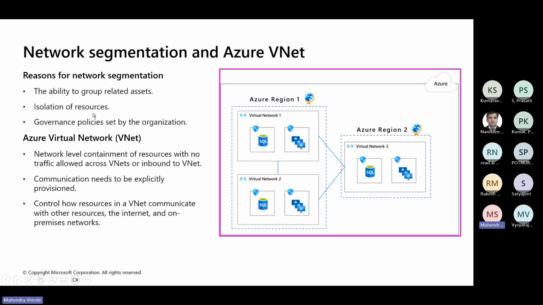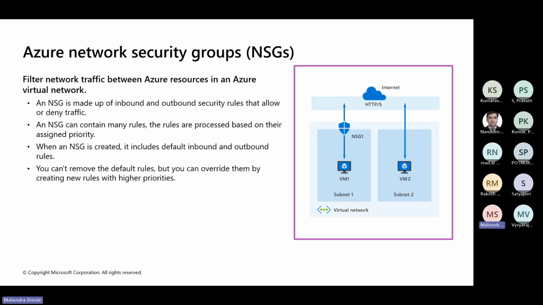So why should you use network segmentation? It gives you an ability to group related assets. You can isolate the resources, and you can have governance policies set by your organization for those resources, right? So this is how you set it up. In case your network is in a different subscription, or in a different cloud, you can use site-to-site connectivity instead of peering.